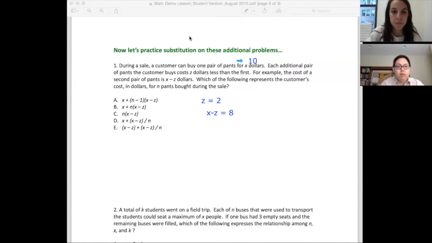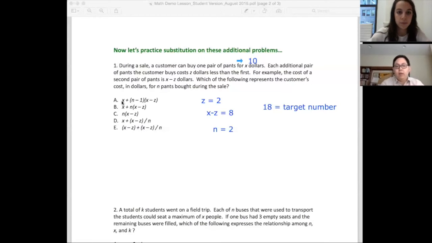So let's say n is 2, right? Essentially, we're trying to find which of the following represents the customer's cost in dollars for n pants bought during the sale. So if we bought 2 pants, what would be the final cost? $18. It'd be 18, right? So if 18 is the bullseye number, then we're just trying to find which of these choices gives us 18 when we plug in the variables, right? So let's just try out A, since it's the first one.